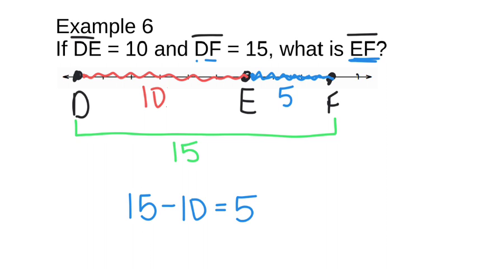So the segment addition postulate, the opposite of addition is subtraction. So you can add them together and get the whole thing, or you can take the whole thing and subtract part of it to get the remaining part. So EF is 5.